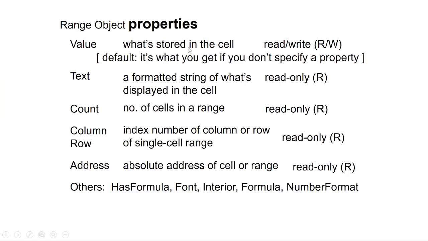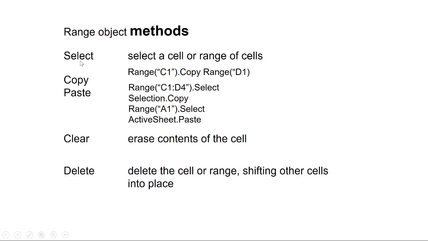In subsequent screencasts and through different examples in this course, you're going to get experience using a lot of these other properties. Select, so you can select the cells in a range of cells. You can copy and paste, so if you did range c1.copy, this second position here is where you're going to paste it. You can also erase using .clear, and you can delete. So you can delete, and that shifts other cells into place.